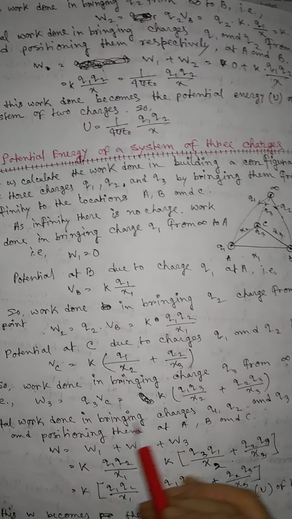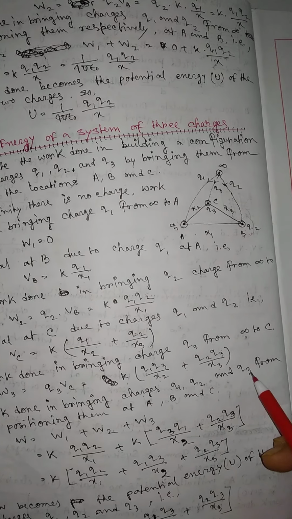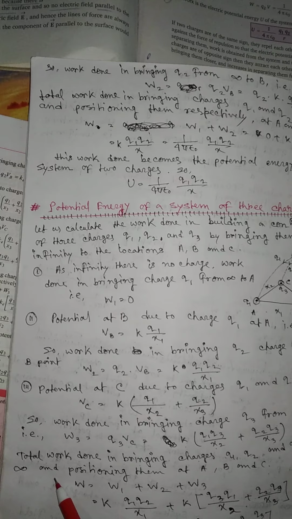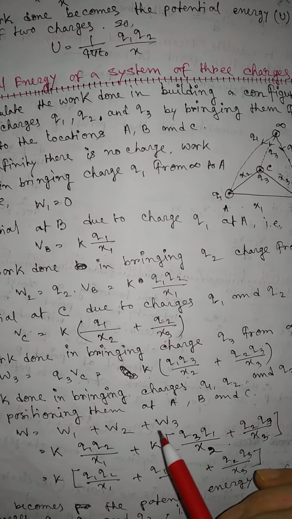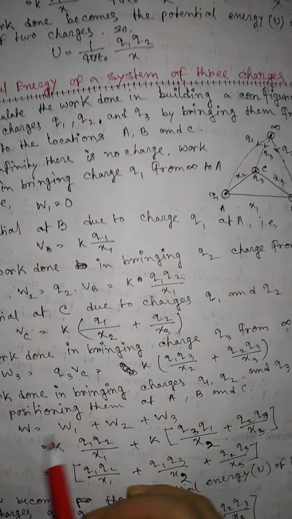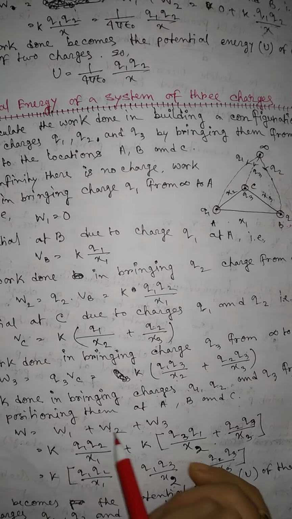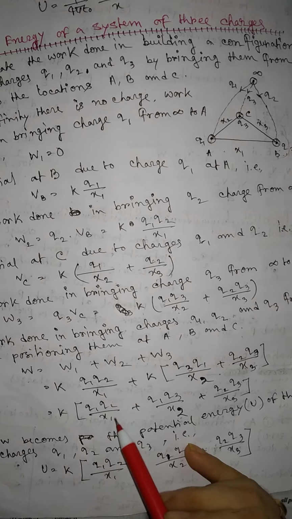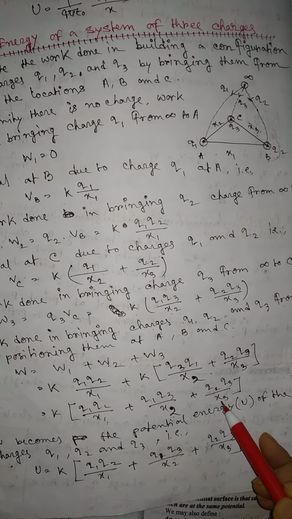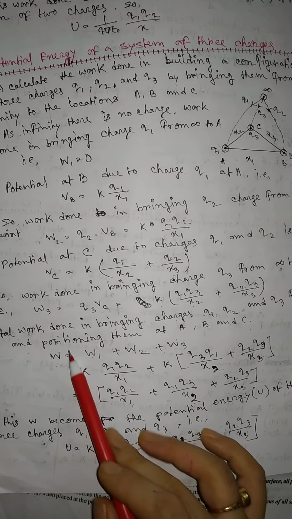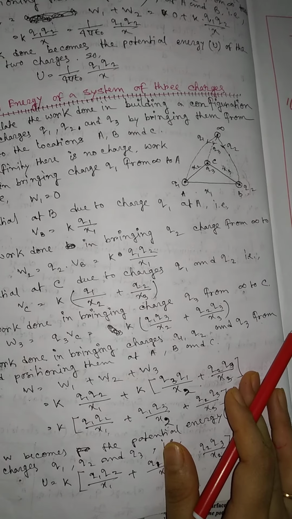Total work done in bringing charges q1, q2 and q3 from infinity and positioning them respectively at A, B and C. So the net work equals W1 plus W2 plus W3, and the result is K into (q1 q2 by x1 plus q1 q3 by x2 plus q2 q3 by x3), and that amount of work is stored as potential energy in this system of three charges.